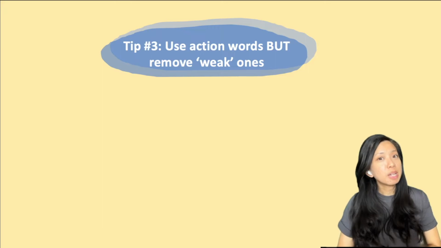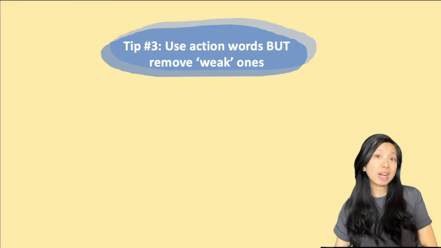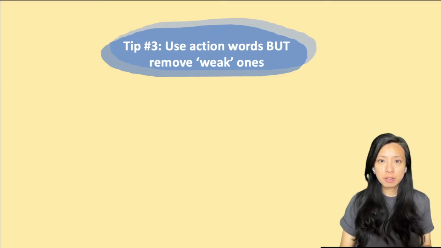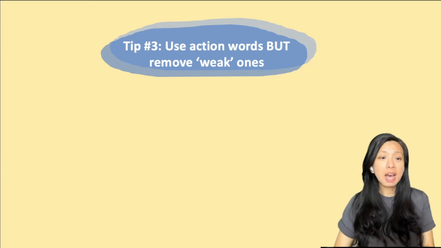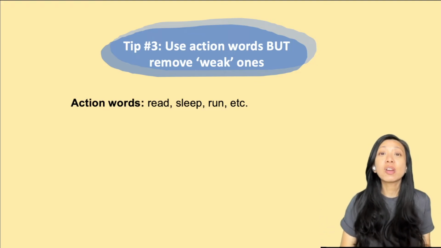Let's go on to tip number three. So here we have to use action words but remove weak ones. What I mean by weak ones are words that are not specific enough. Let me first explain what action words are. Action words are words that basically tell us an action. For example, read, sleep, run, swim, think. These are all action words.